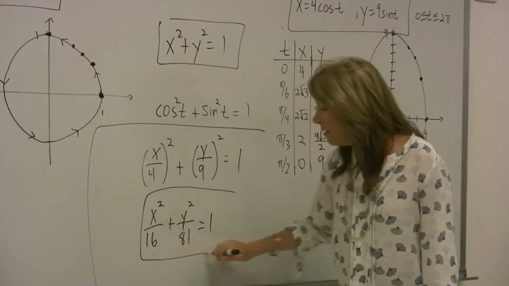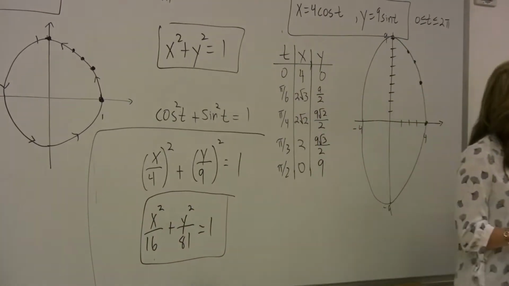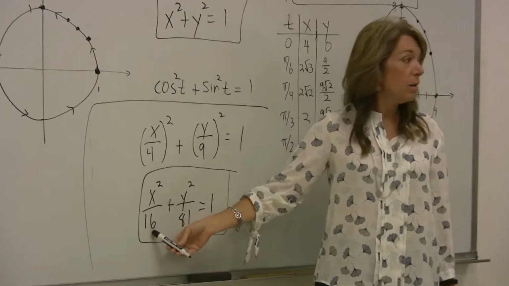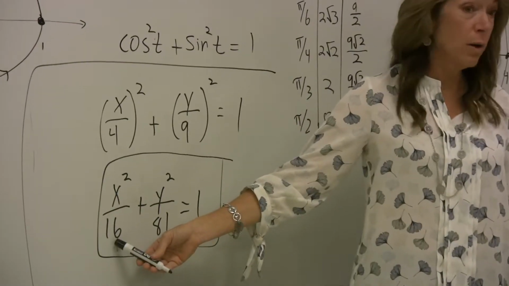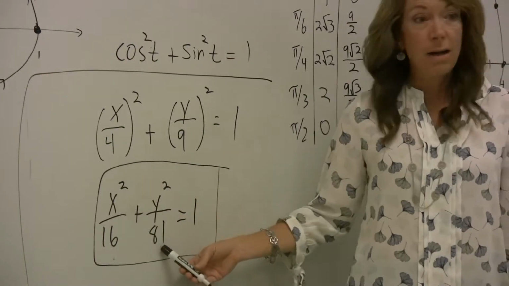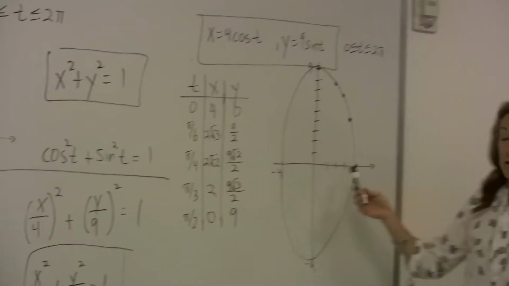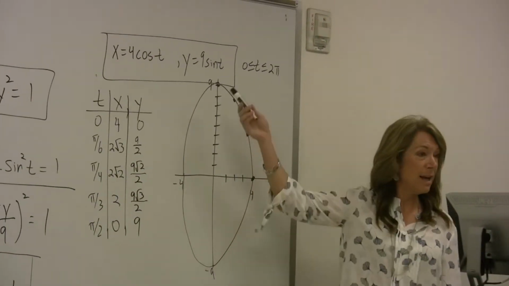This is the equation of an ellipse. And as Nick said, this is what we call a stretch factor. You're going to go out, the square root of this is 4, 4 in the x direction and 9 in the y direction. Which is exactly what we had, right? We went out 4 in the x direction and 9 in the y direction.